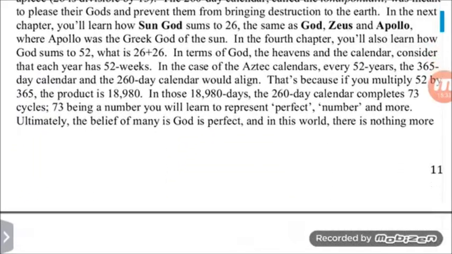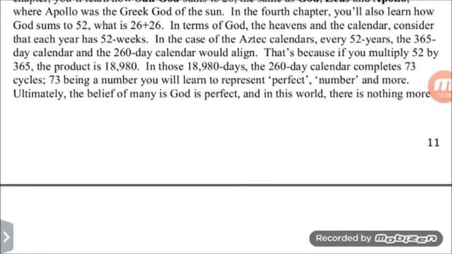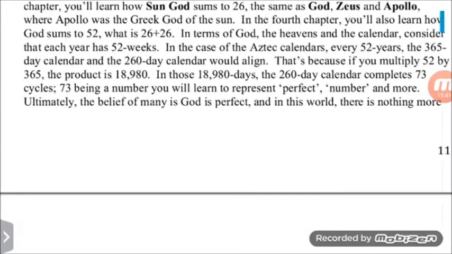In the case of Aztec calendars, every 52 years, the 365-day calendar and the 260-day calendar would align. That's because if you multiply 52 by 365, the product is 18,980. In those 18,980 days, the 260-day calendar completes 73 cycles, 73 being a number you will learn to represent perfect number and more.